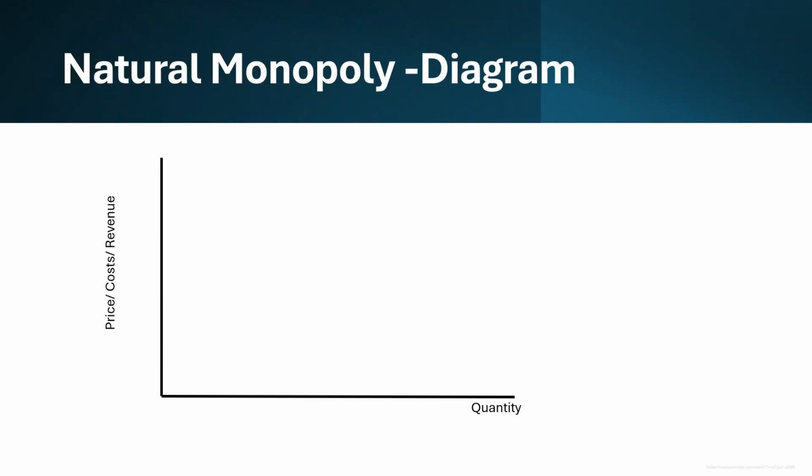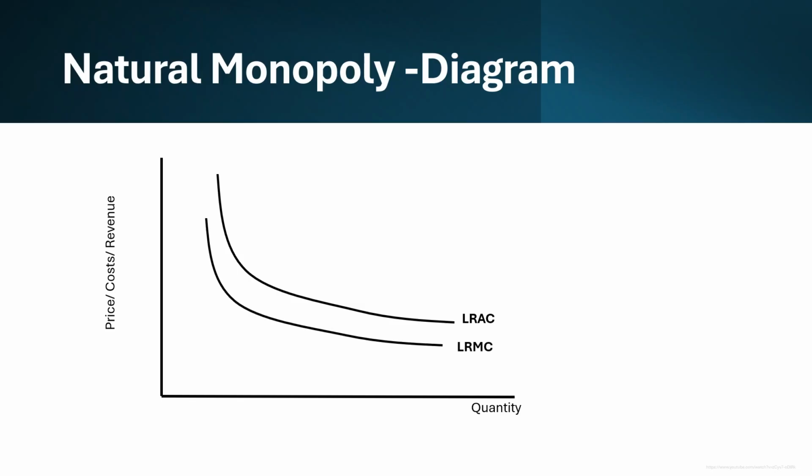Now that we understand the shape of the cost curves, let's bring everything together in the full natural monopoly diagram. On the vertical axis, we measure price, cost, and revenue. On the horizontal, we measure quantity of output. We begin with the cost curves. This curve shows the long run average cost or LRAC. Below it, we have the long run marginal cost curve or LRMC.